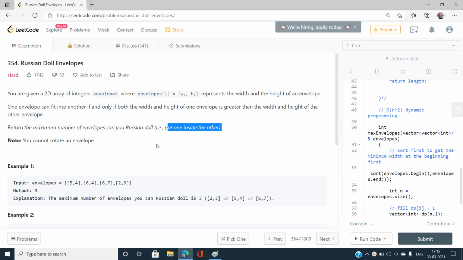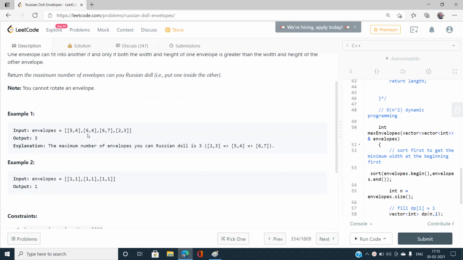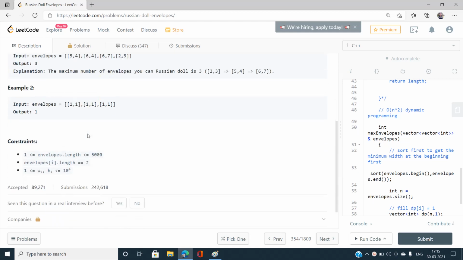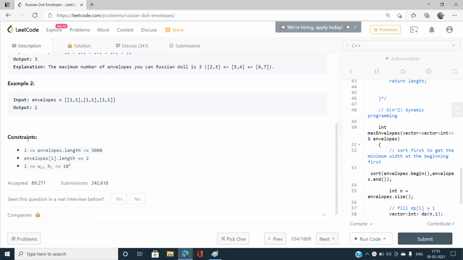And there is one note given in this problem: we cannot rotate an envelope, that is, wi and hi cannot be swapped for a particular envelope. Here two examples are given, and we are going to discuss that also. So let's look over the constraints now.